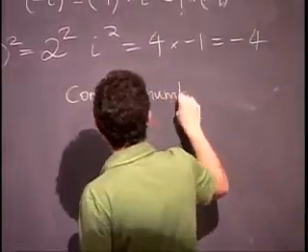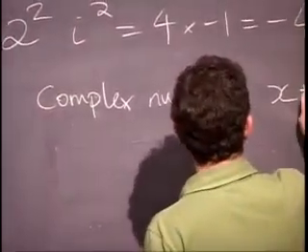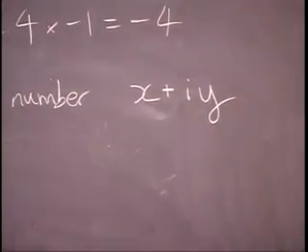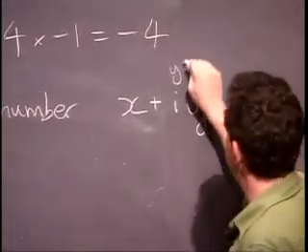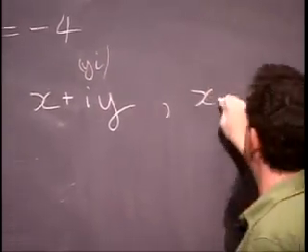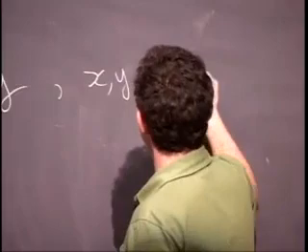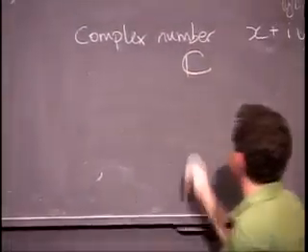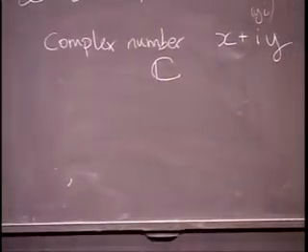So a complex number looks like x plus either iy or yi, depending on how your mood is. Doesn't matter. Where x and y are real numbers. They could be 0, they could be negative, they could be irrational. They're just any real numbers. And together, the collection of all the complex numbers is denoted by C for complex. So it's like a bold C.